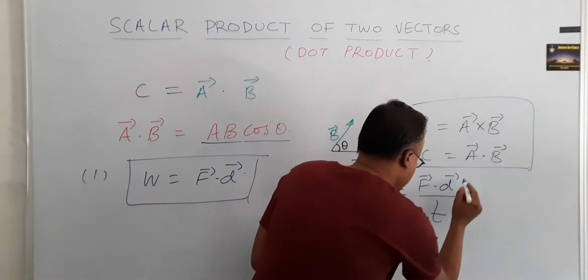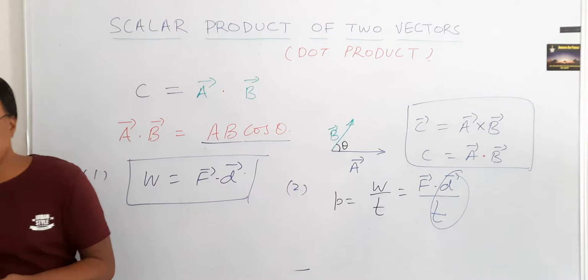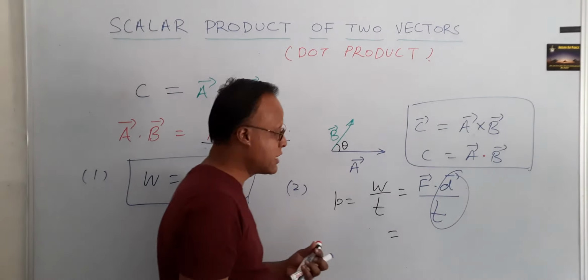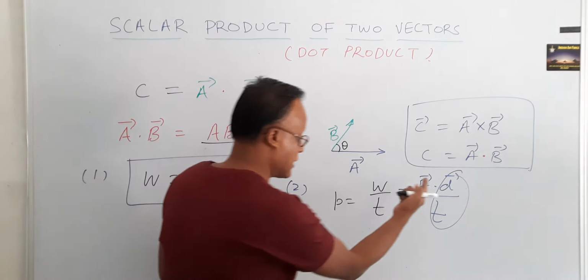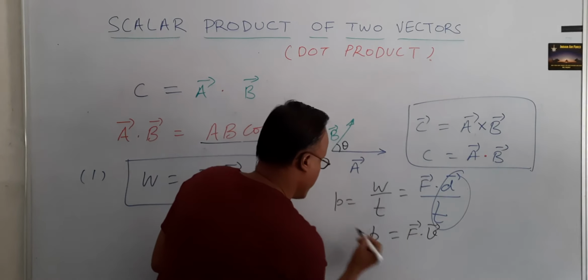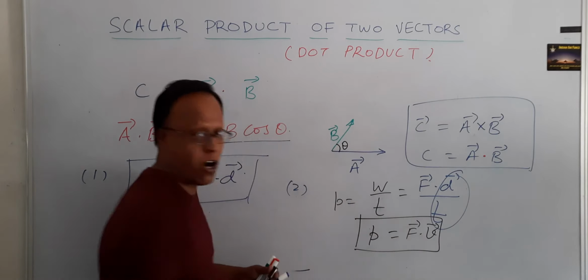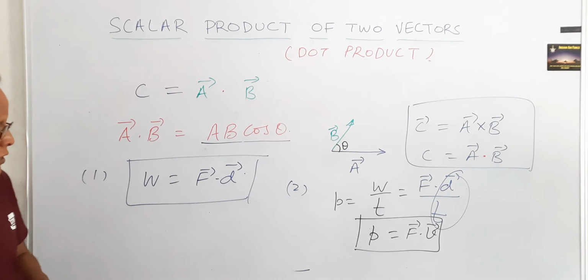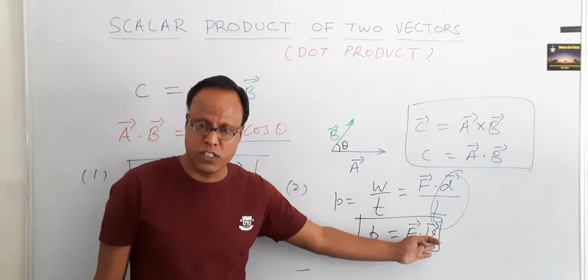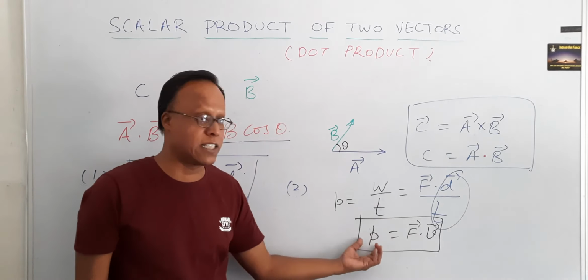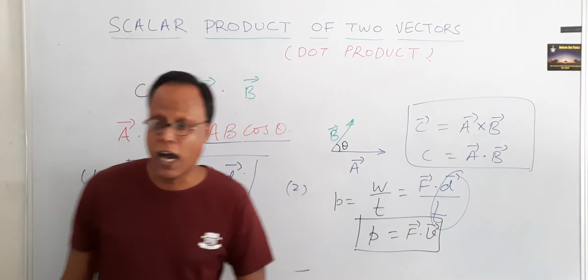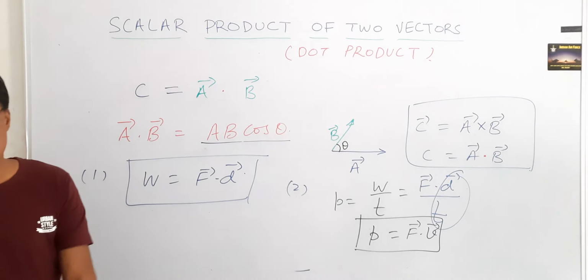And what is D upon T? Displacement upon time is the velocity. The velocity here is a vector quantity, it is displacement, not distance. Distance upon time is speed. Here it is displacement upon time. So it is equal to F dot V. You can say power is equal to F dot V. This is another example of dot product of two vectors. Force is a vector quantity, velocity is a vector quantity. When we take the dot product of these, we get electric power or mechanical power. It is a scalar quantity. So P is equal to F dot V. It is another example.